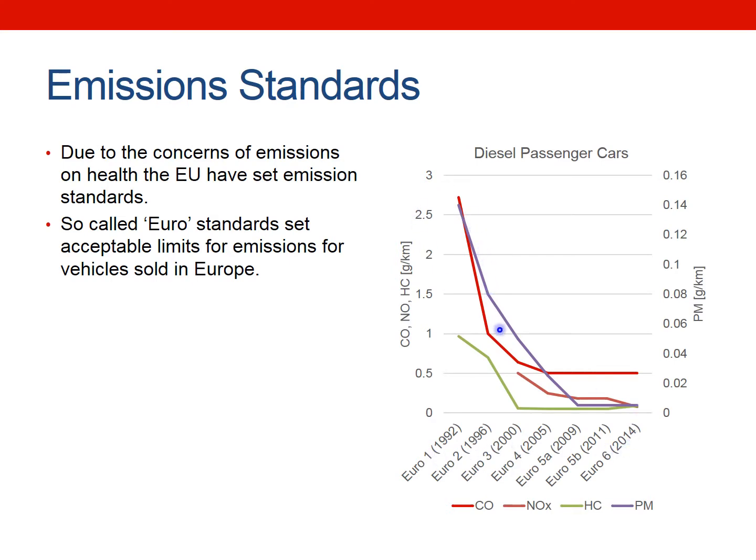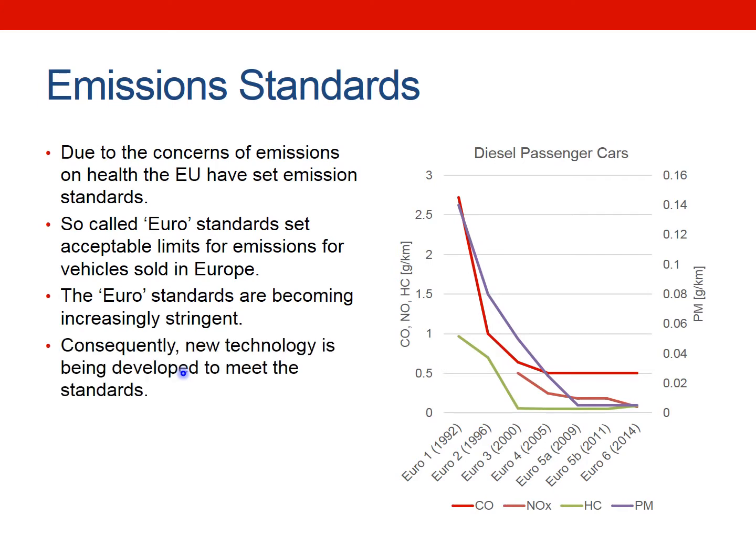You can see how, as each Euro standard comes in, the allowable amount of particulates, normally expressed in grams per kilometre, has been driven down quite drastically. The Euro standards are becoming increasingly stringent, and consequently we need to develop new technology all the time to meet them. That's what we're going to talk about next: ways that we can reduce these emissions so that future vehicles can meet the future standards.